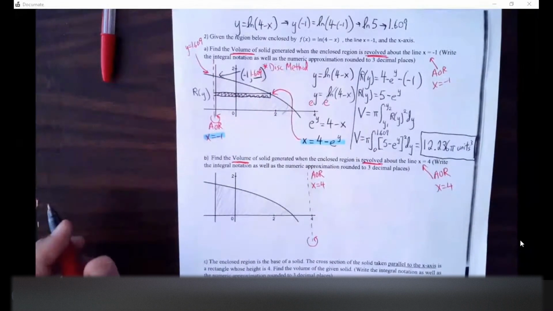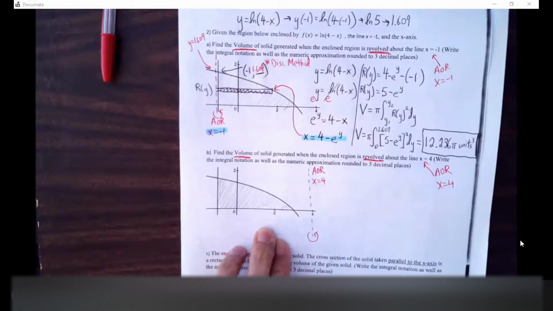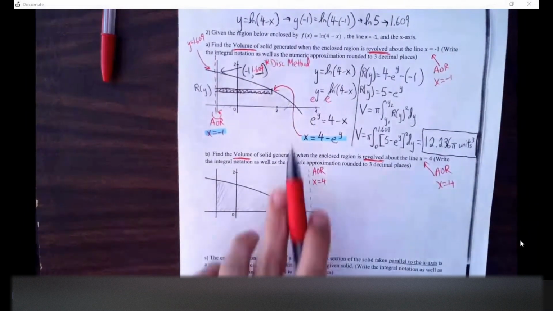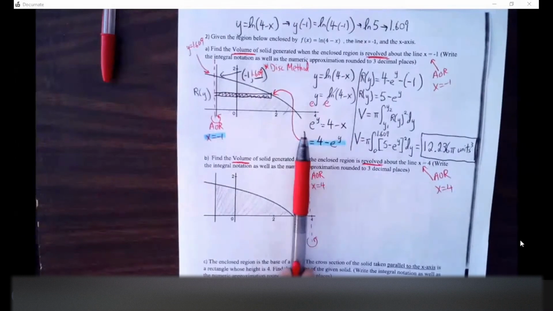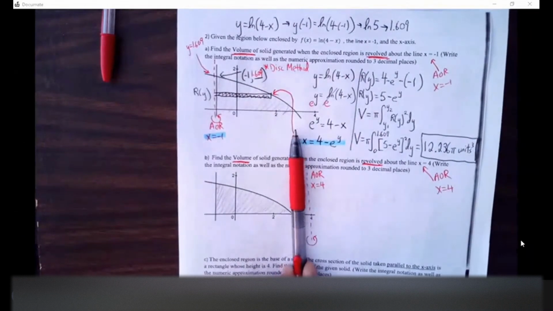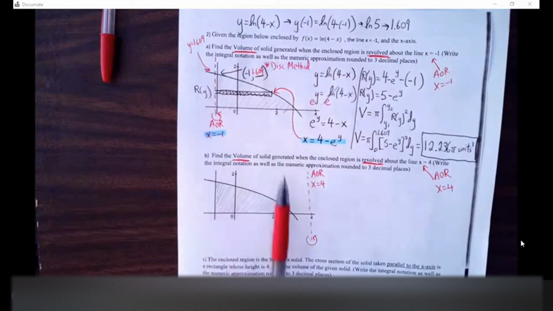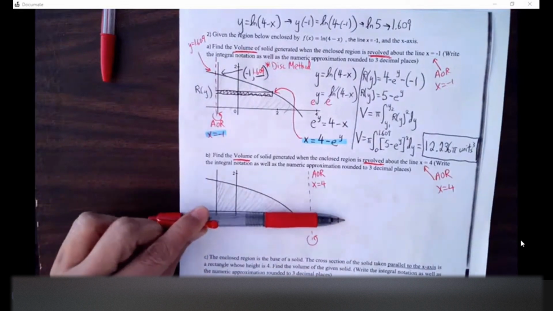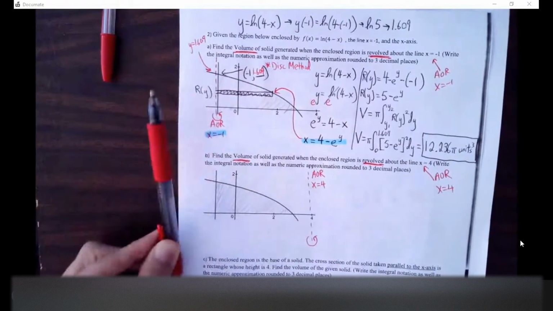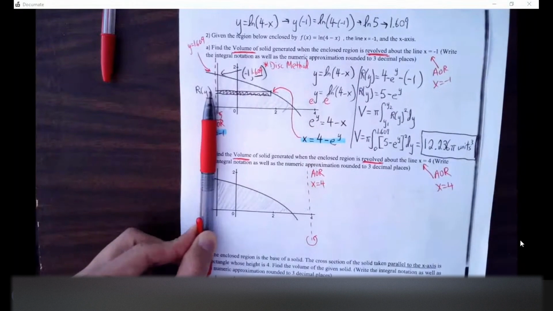Okay, disk or washer method? Washer. Yeah, this is washer, right? All this gap here. Even if the axis was all the way over here, touching the graph, that's still not enough for disk, right? It's got to be up against a flat surface. The only way that we can have disk with this shaded region is if our axis of revolution was here or here, right? Everywhere else, we got to do washer method.